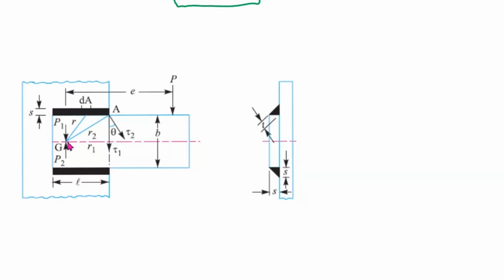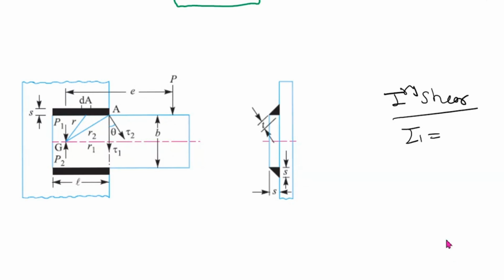distance considering this point is G, and we have here primary shear. So I will write here primary shear, that is tau 1. What is it? Primary shear is what? Load upon area.